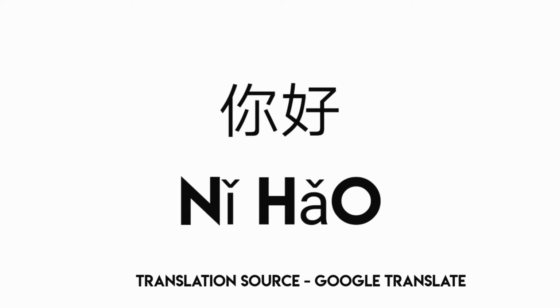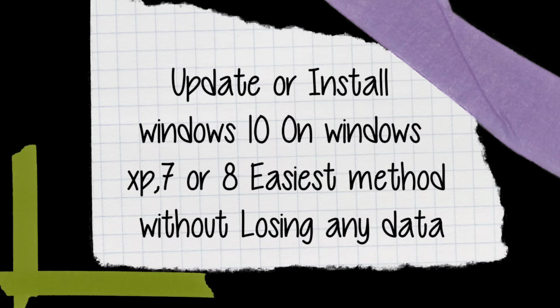So, in today's video, I'm going to show you how you can update your old Windows PC to Windows 10 without losing any data. It will work on Windows 7, Windows 8, Windows XP. So, it will just work. I'm going to do it on Windows 7 Ultimate.